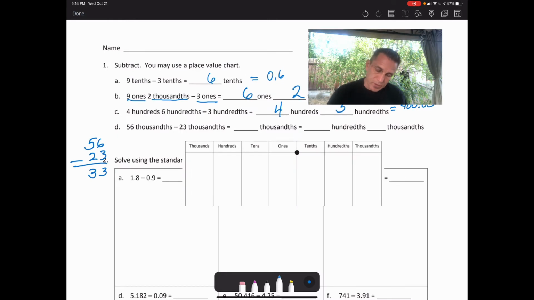So you're just simply going to write that here, 33 thousandths. We're going to take the number 33 thousandths, and we're going to put it in our place value chart. Now, where would 33 thousandths go in our place value chart? Well, we want to make sure that the last 3 in 33 is in the thousandths place.